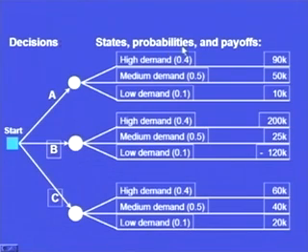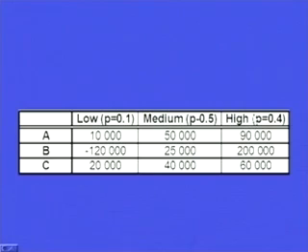Now, what are the states or probabilities and payoff? If high demand is there, 90k or 90,000 is the profit. If medium demand is there, this is the profit. If low demand is there, this is the profit. Similarly, if we go with alternative B, high demand, medium demand, low demand, and the profits have also been represented. Similarly, when we do not do anything, that is the alternative C, there is a high demand, medium demand and low demand, and the profits have also been given. For example, let us check for C, high demand 60k.